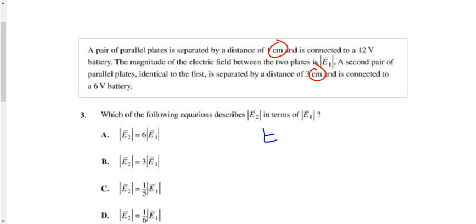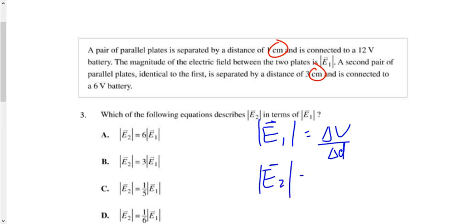I'm going to say my original field E1 is equal to delta V over delta D. I don't know what its value is, and that's okay. My second field, or my new field after I make my changes, is 1/2 of delta V, because it's 6 volts instead of 12 volts. And my distance between the plates is going to be 3 times delta D, because it's 3 centimeters instead of 1 centimeter. Does that make sense?